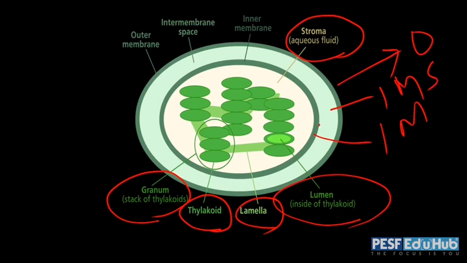Outer membrane, intermembrane space, aqueous stroma, then grana. Grana means made up of many coin-like structures called thylakoids. Inside the thylakoid, you can see the lumen. Then thylakoids are linked by lamella. This is the structure of the chloroplast. What is the function of the chloroplast? The major function of the chloroplast is photosynthesis.